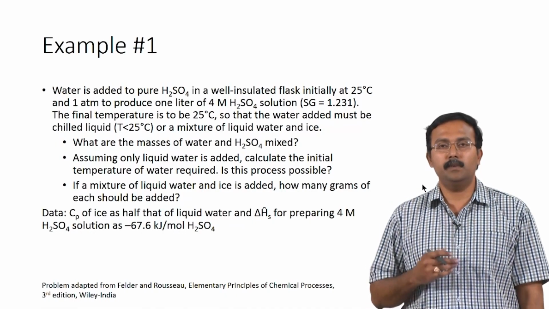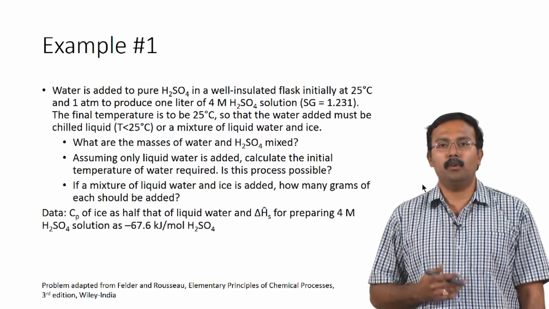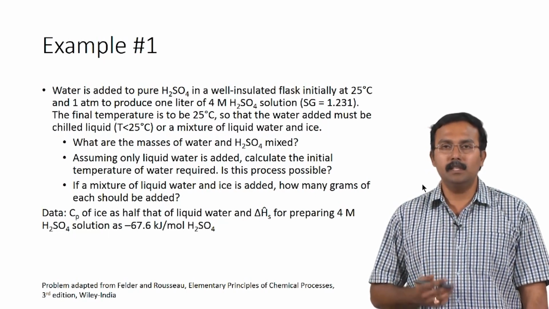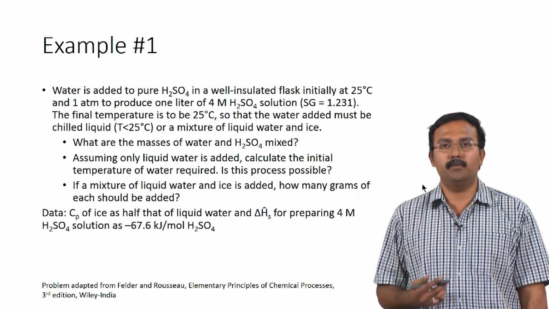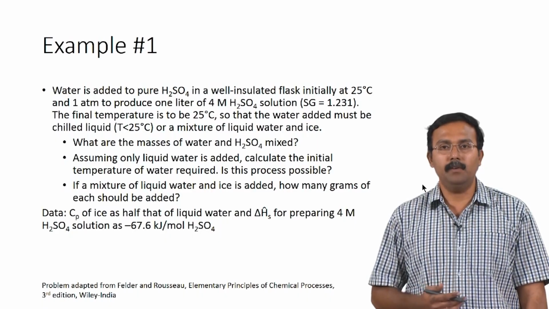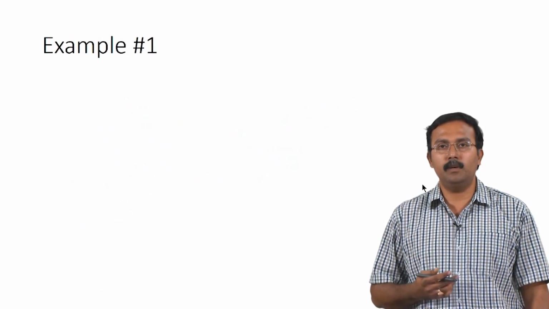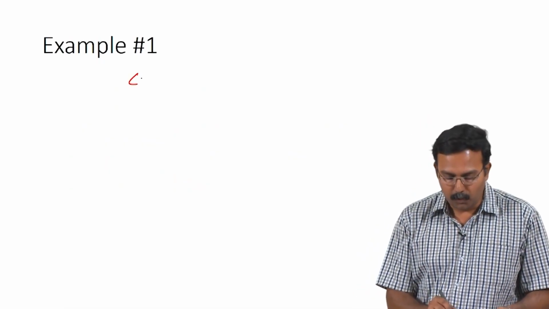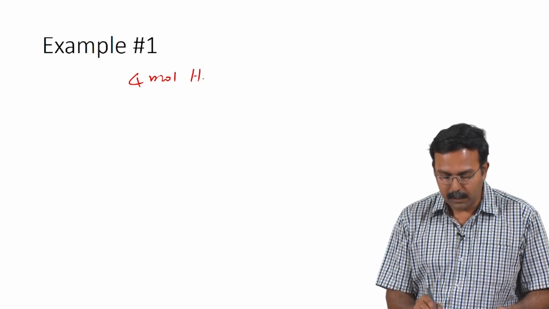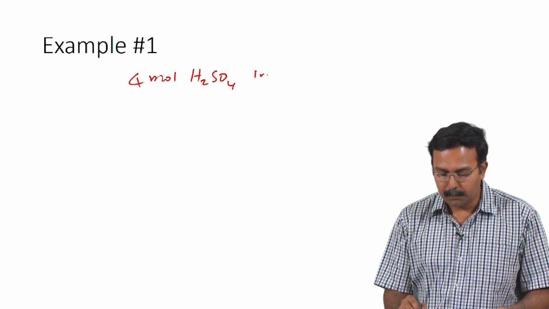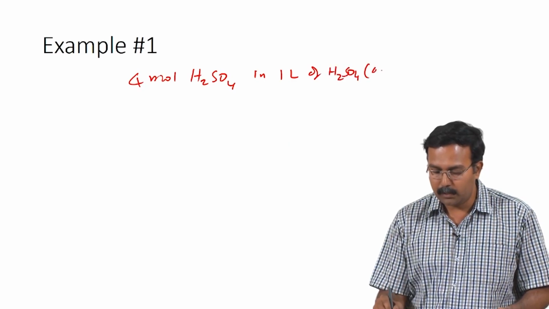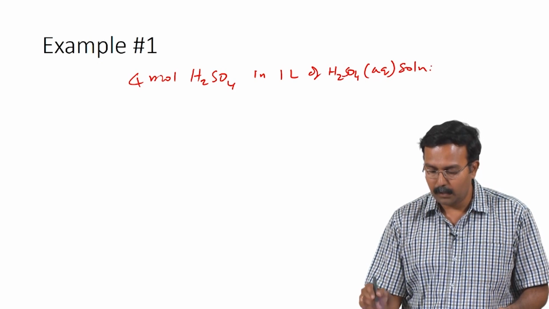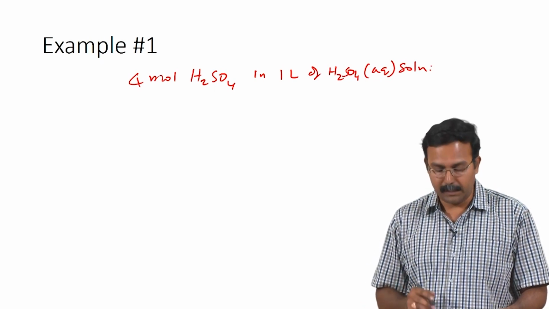So the first information which we are looking to find is the masses of water and sulfuric acid. So this is a simple material balance calculation that can be performed if we know the definition for molarity. We have been given that the solution which is given to us is 4 molar sulfuric acid. This means that 4 moles of H2SO4 is present in 1 liter of H2SO4 aqueous solution. So this is what 4 molar means.